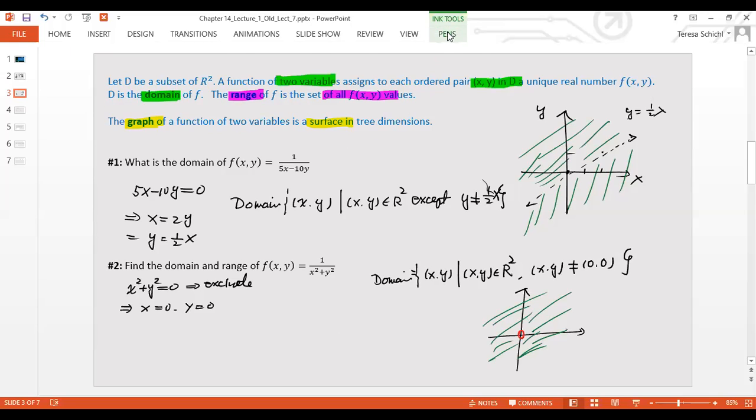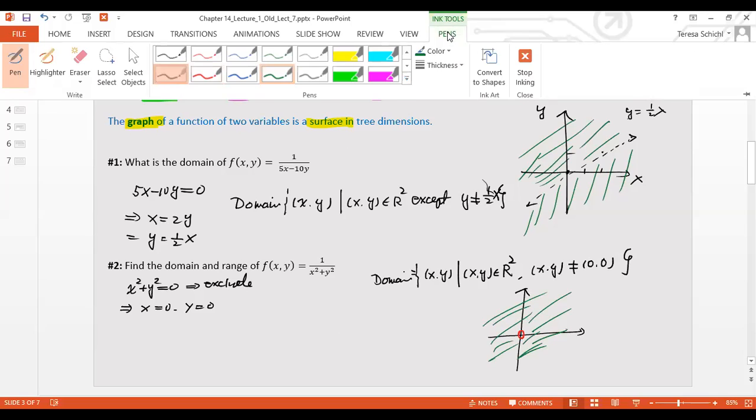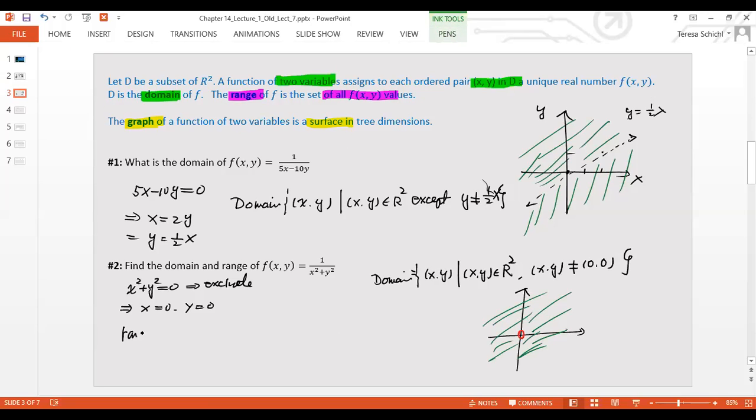Now also let's take a look at the ranges here. So for the ranges, I know x squared plus y squared is always greater than 0. Because x squared plus y squared is always greater than 0, I know the whole distance has to be greater than 0. So the range is going to be what? From 0 to infinity here, right?